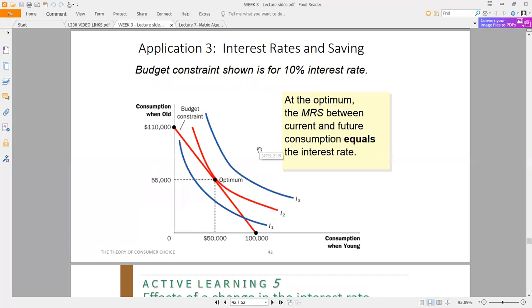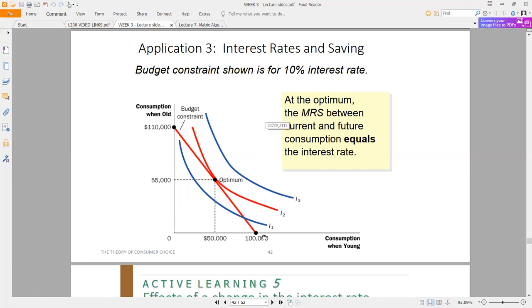So let's look at something. If you take the indifference curve for this individual, the marginal rate of substitution, that's the trade-off that he makes between current consumption and future consumption, is measured by the interest rate. This budget constraint is drawn for a 10% interest rate. So we are assuming that this individual earns 10% on whatever amount that he saves in period 1. Remember, he earned 100,000 in the first period.